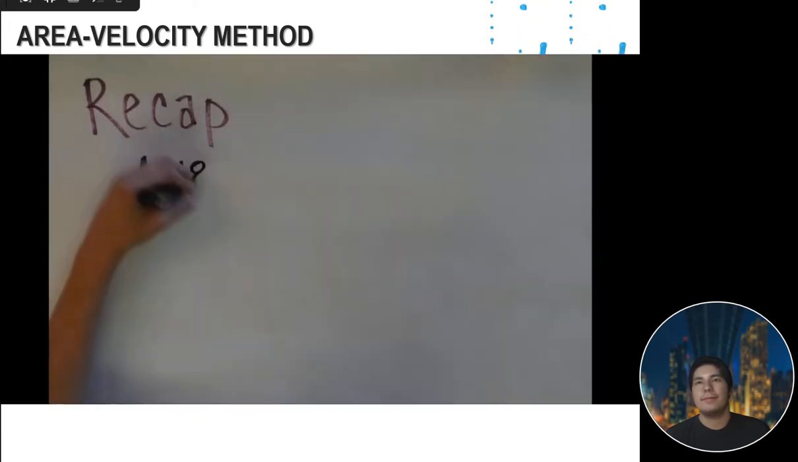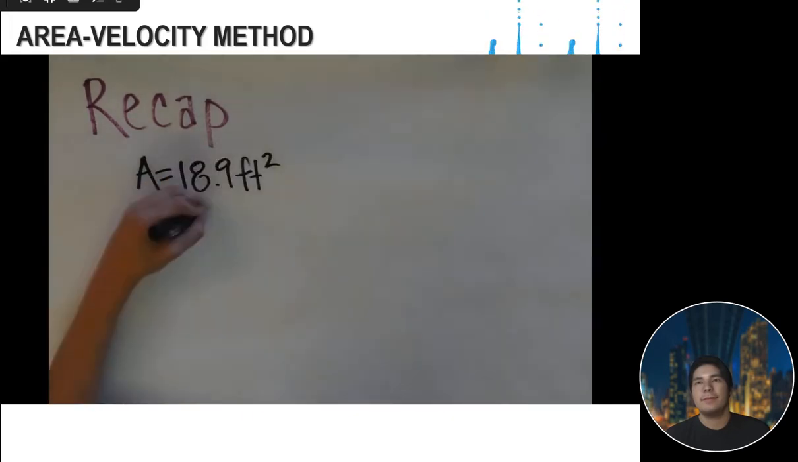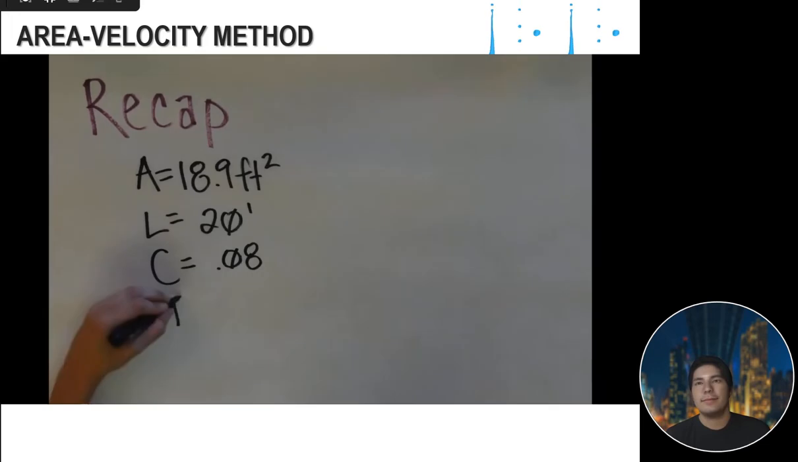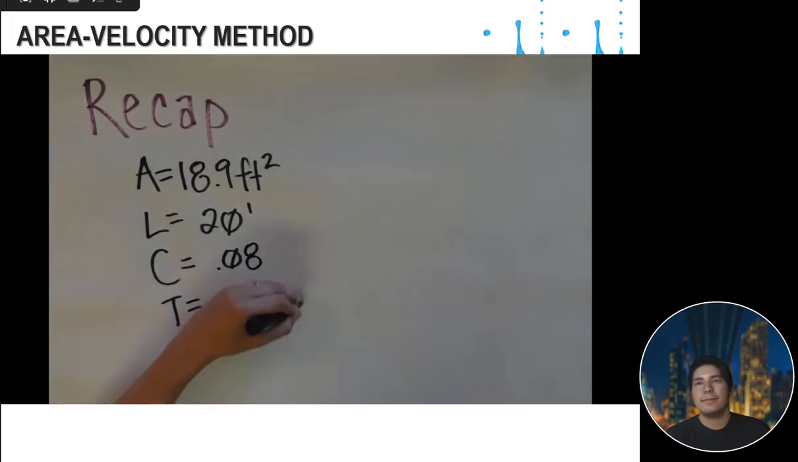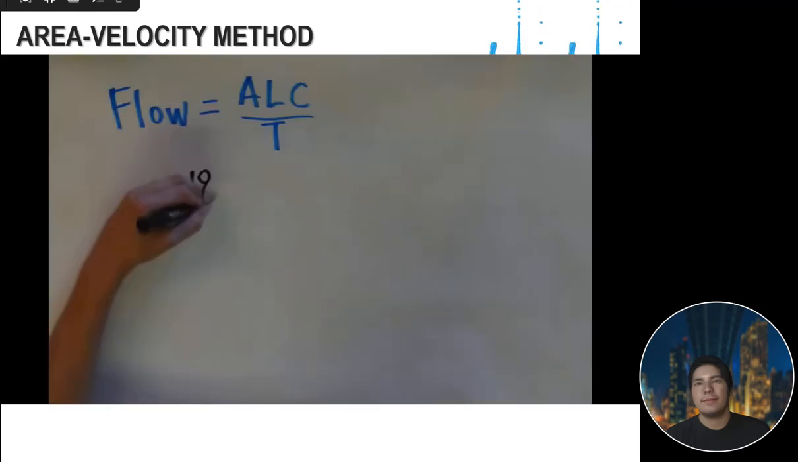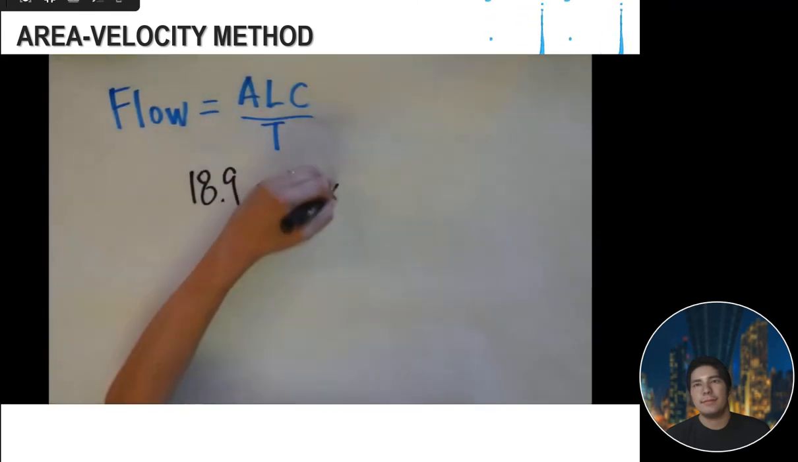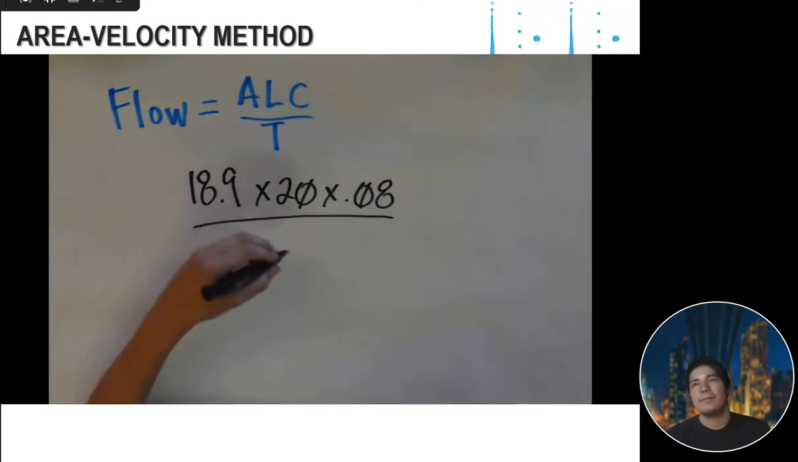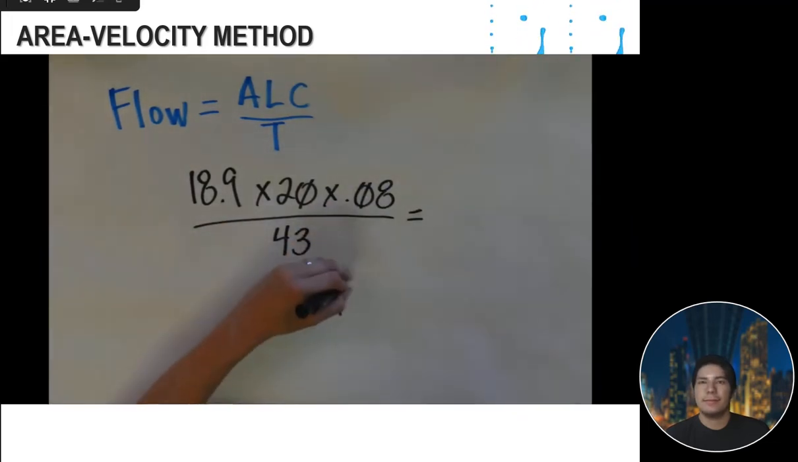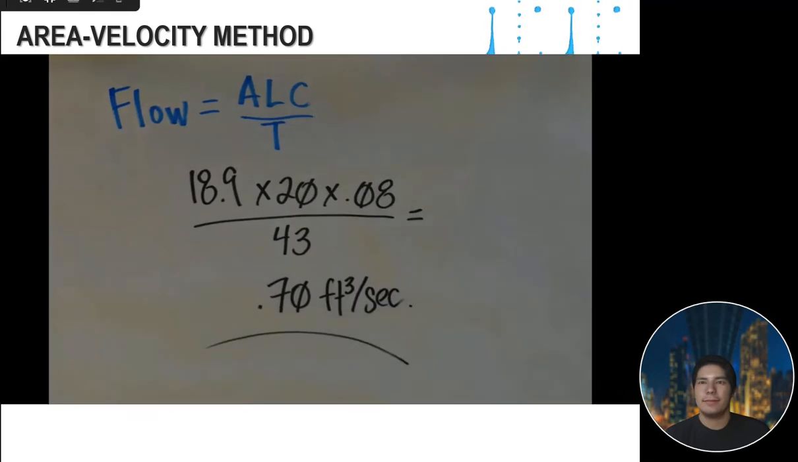So to do a quick recap, A is 18.9, L is 20, C is 0.08, and T is 43. And now we're going to calculate flow, which is the average cross-sectional area times the length times the coefficient divided by the time. And that ends up giving us an average stream flow of 0.7 feet cubed per second.